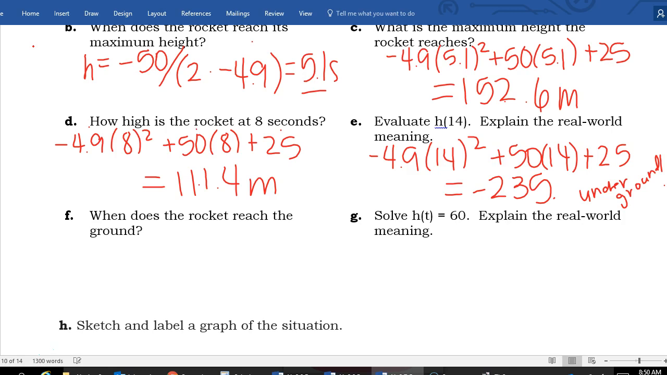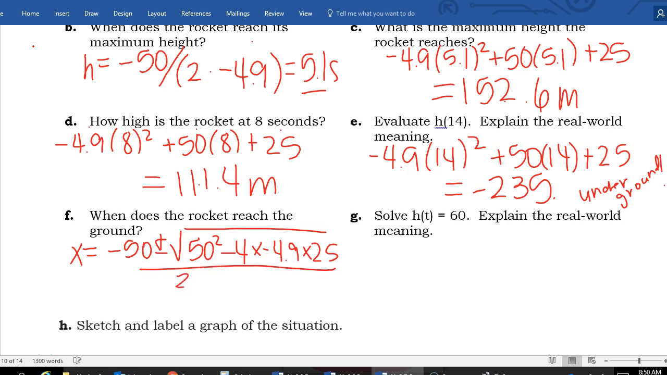We're going to go x equals negative b plus or minus the square root of b squared minus 4ac, over 2a. When the rocket reaches the ground is at what time, at what x value is the equation equal to 0, because the ground is height 0.